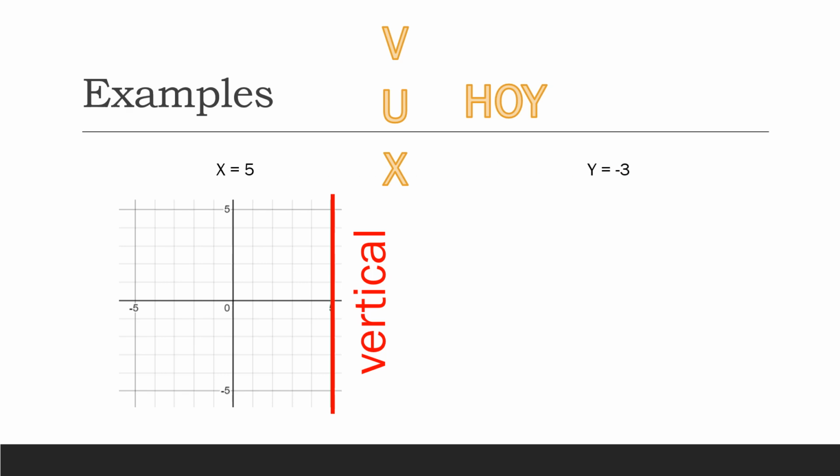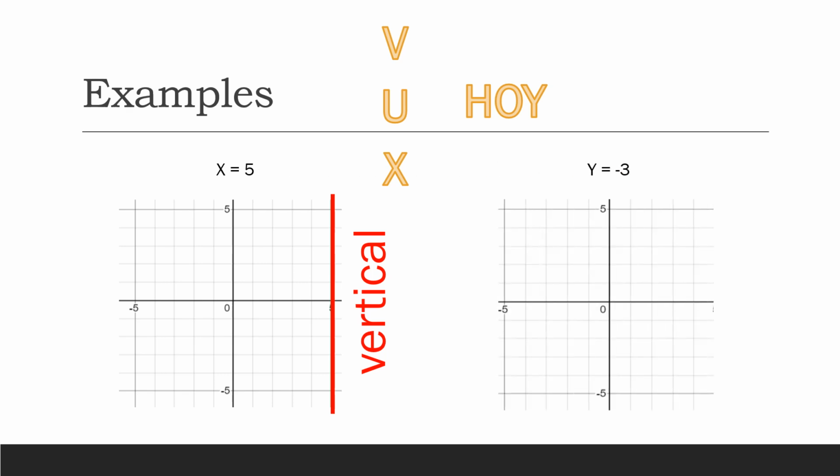Well, what if I started with the equation? What if I told you y is equal to a -3? And I want you to graph it. Well, y equals, oh, that means I'm going to use the term HOY, H-O-Y, because I have a y equals. Ooh, that means I need to have a horizontal line. That means a line that's going left and right. And it's going to have to cross through -3, so I'm going to draw my line right here. That's how we can use HOY VUX.